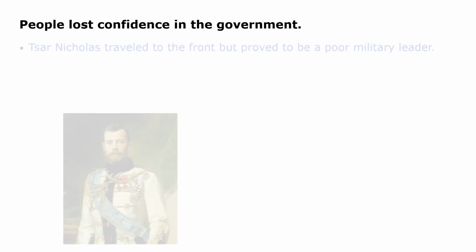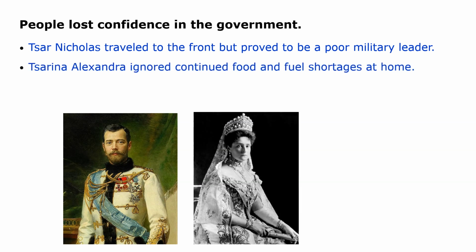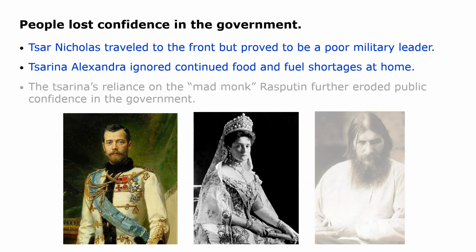You add all these factors together and there's very little confidence in the government. Things were going bad militarily, so Tsar Nicholas thought he could take it upon himself to lead the troops, but he proved to be a very ineffective military leader, so him going to the front didn't have a positive impact. While he was at the front, the Tsarina Alexandra was in charge, and she wasn't really in tune with the needs of the people. She couldn't deal with and manage the food shortages and the fuel shortages. So the people were suffering, and there was no clear response from the government.